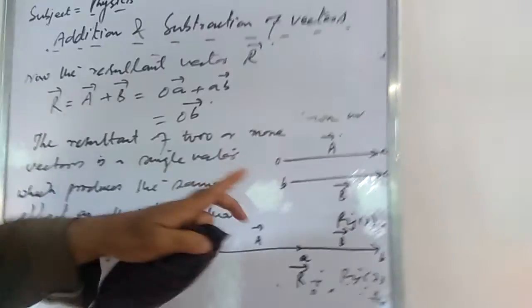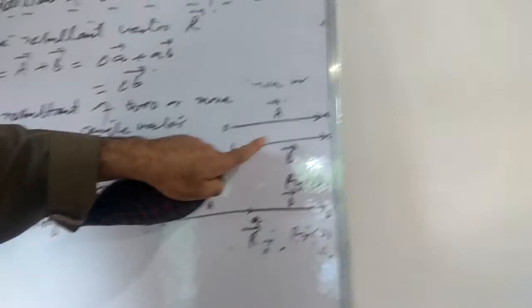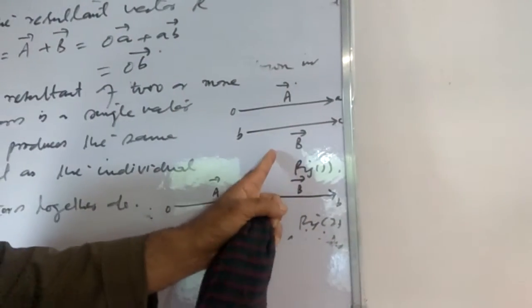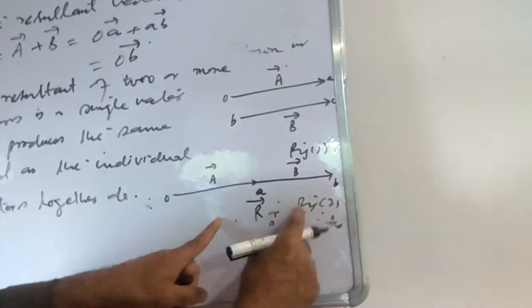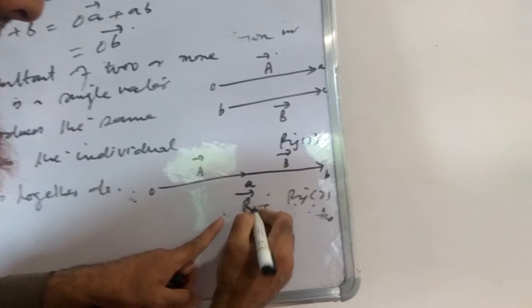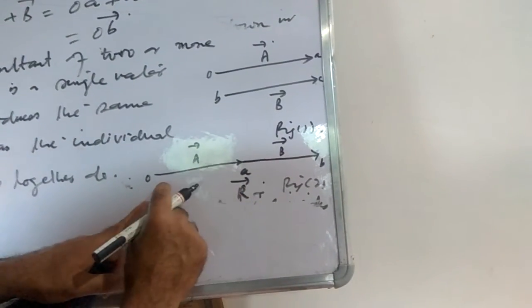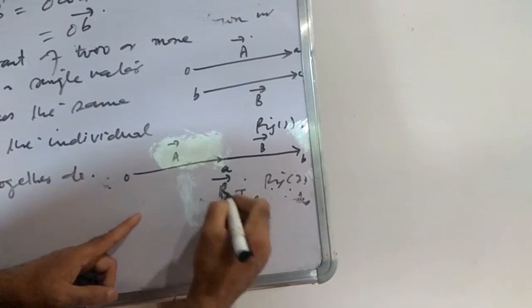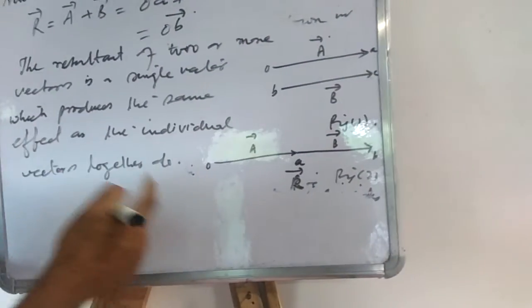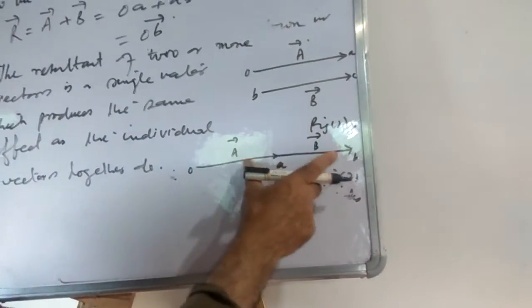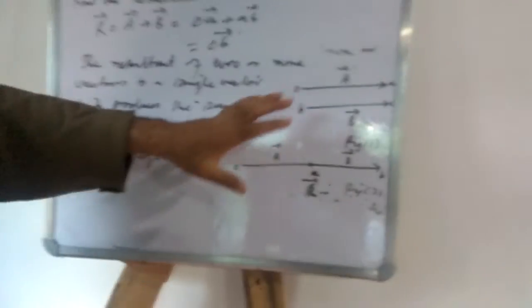Look at this one. This is how we add two parallel vectors A and B. Simply, we draw vector A, then displace vector B without changing direction so that its tail coincides with the head of A. Then this is the resultant vector, which I have drawn as R. It is equal to A plus B, or we write OA plus AB, or OB. Now this resultant vector produces the same effect as is produced by the individual vectors together. This is how we add two parallel vectors.